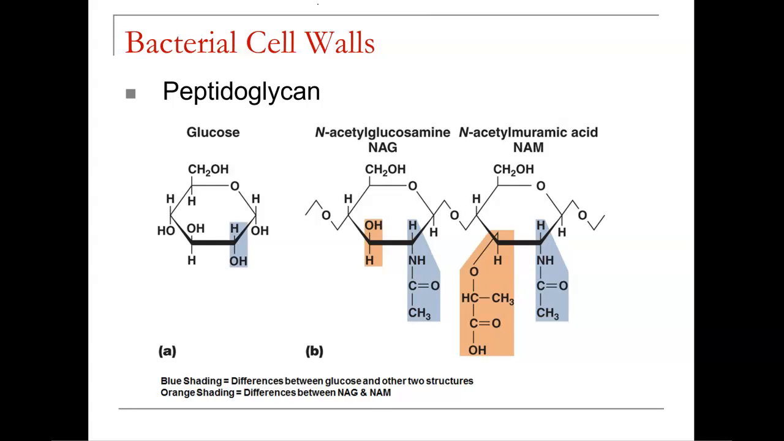So this forms a single rigid mesh-like molecule that kind of looks like a chain link fence that goes around that cell. The reason it does this, the function, is to help maintain the bacteria's shape. It has several different shapes depending on what type of bacteria it is.